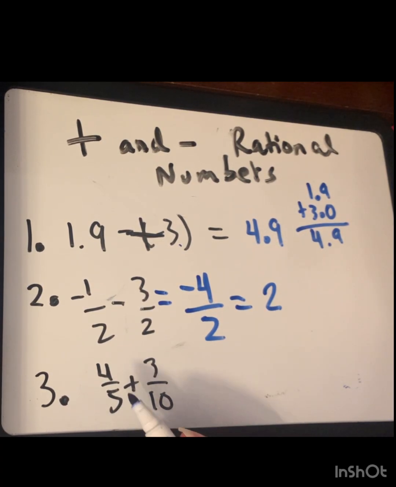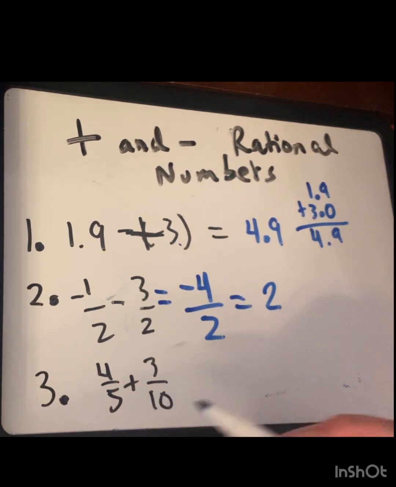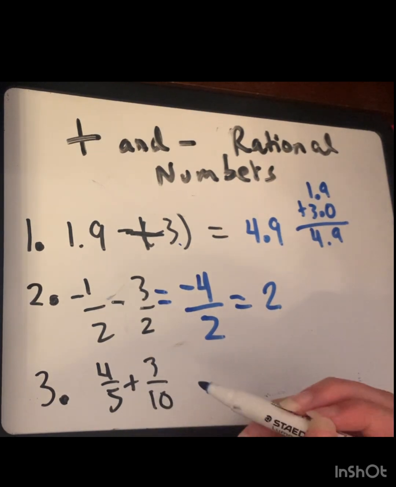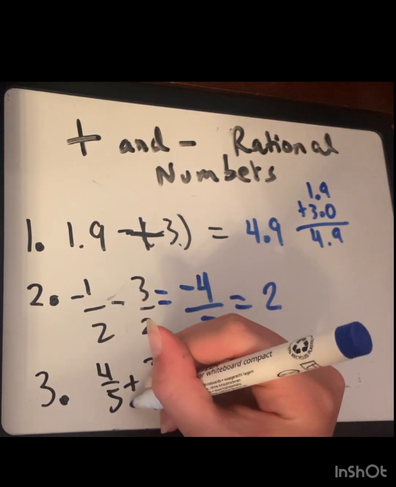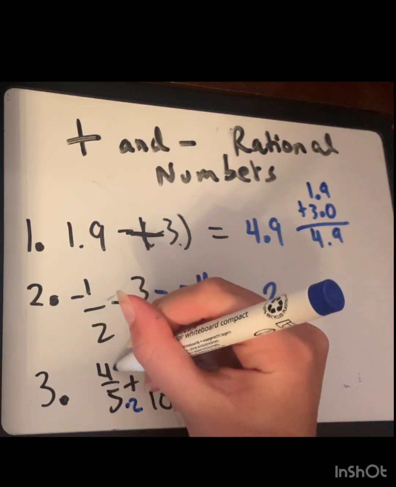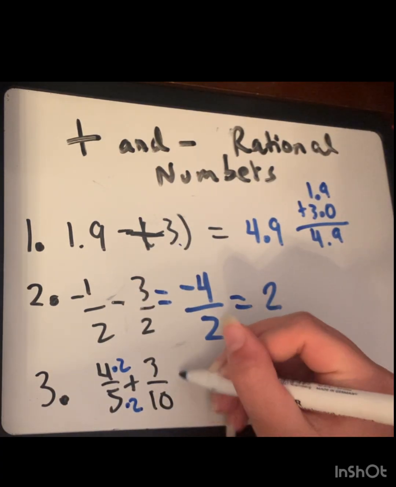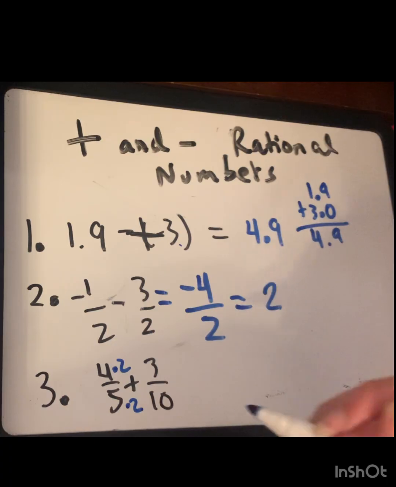Then 3. They have different denominators. What you have to do is make them the same denominator. How do you do that? Find a common number. The common number is 10. That's the closest one. So you multiply 5 times 2 and the numerator as well. And you leave the other fraction alone.